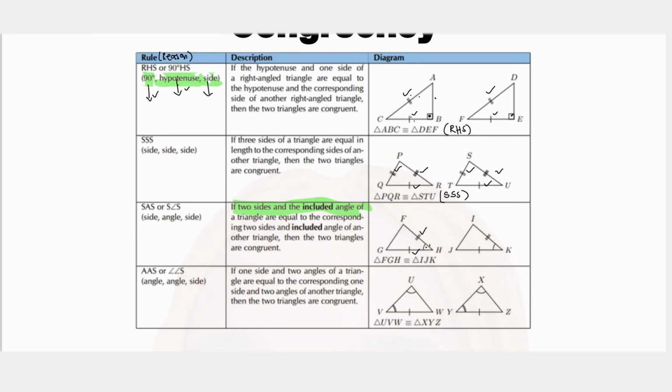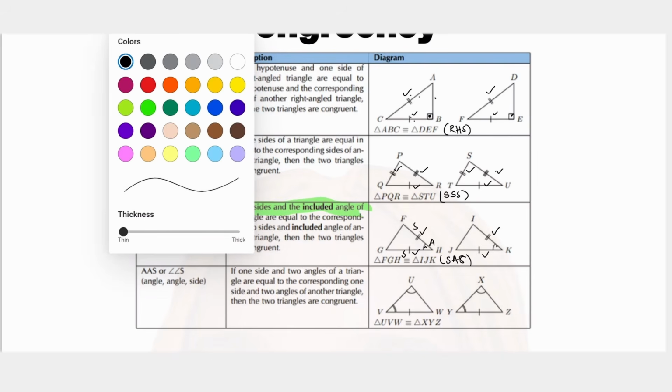Included angle is the angle that's inside, in between the two sides that you've already proved. So do you see that there are two sides and the angle is in between the two sides? That's what it means to be an included angle. The angle that's in between your sides that you already have. In this situation, this is a side, and this is a side, and this is an angle. So that is why it's side, angle, side. Your reason here is going to be side, angle, side. Remember that you can only use this one if the angle is in between the two sides.